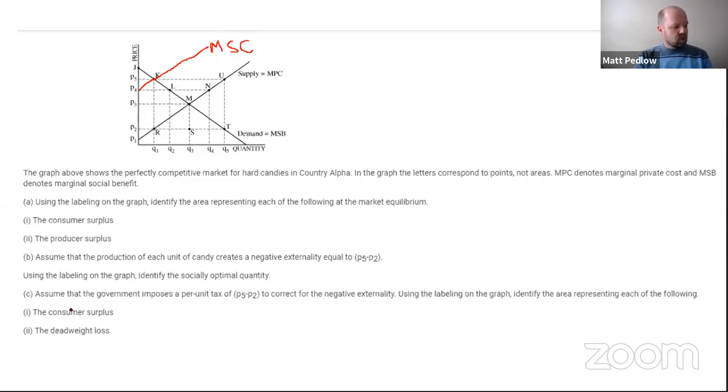So they ask, what is the consumer surplus right here? And it's JKP5, because this is now the price that's going to be set in the marketplace. So it'll be this triangle right up here. And then what's the deadweight loss?